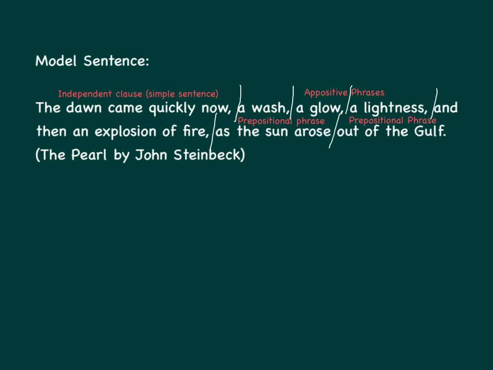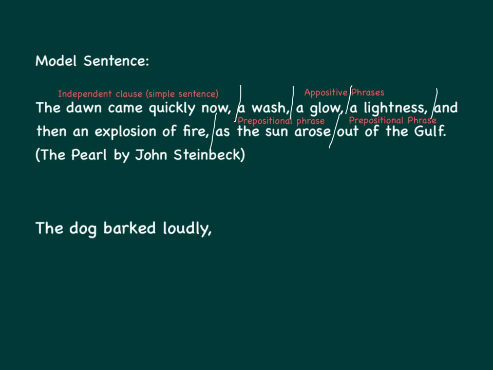Now, in order to imitate this sentence, I know that I need to write a sentence that begins with an independent clause or a simple sentence, then has 1, 2, 3, 4 appositive phrases in a row, and then 1, 2 prepositional phrases at the end. Remember that the imitation does not have to be on the same subject or have anything to do with the original model sentence. What you are imitating is the structure of the sentence, not the content or the topic.